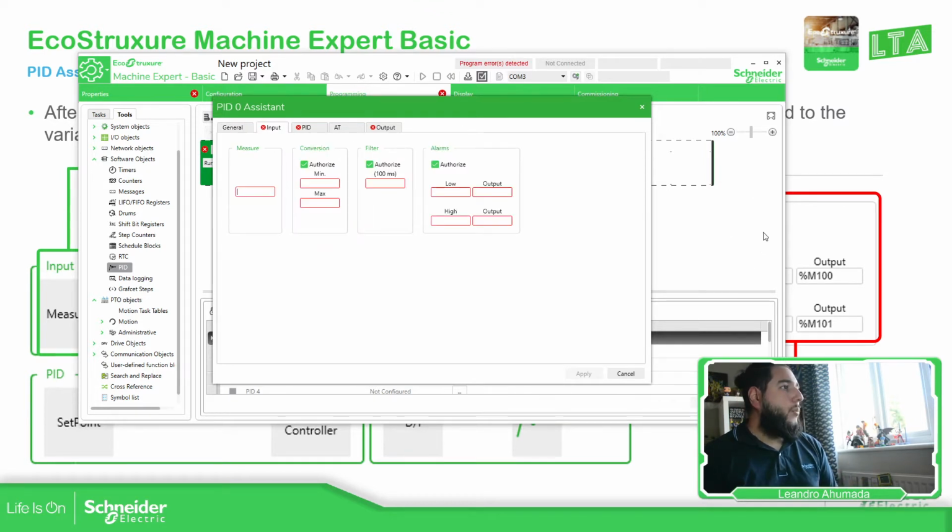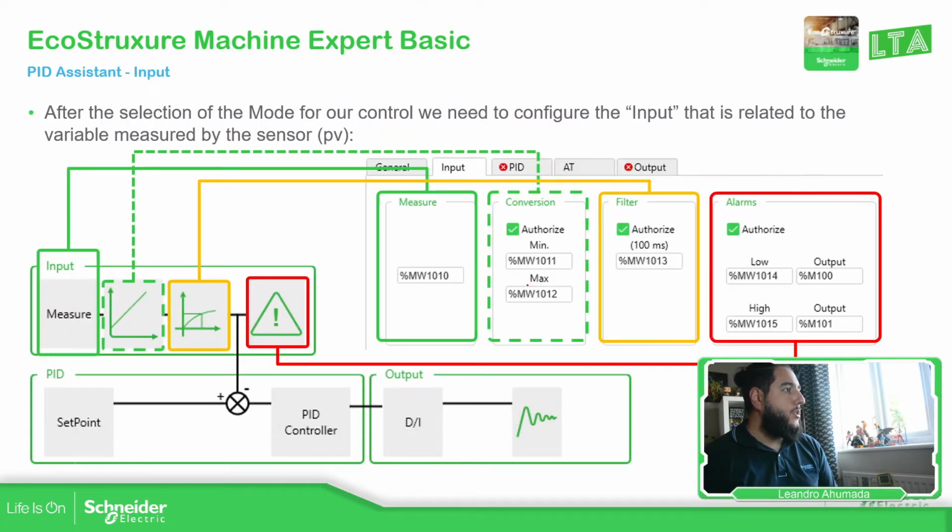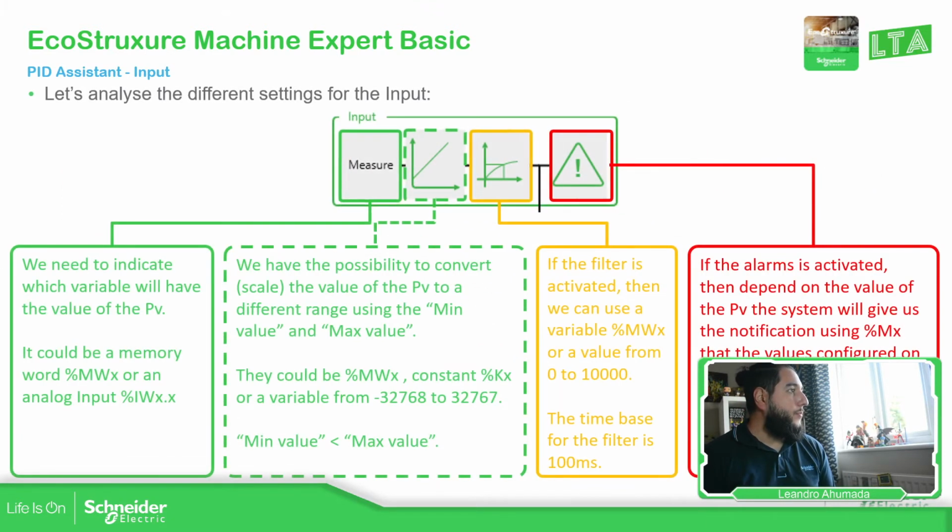So if we just close this part, here is an example of the variables that you need to use. We need to use %MW variables over here in all of them, except on the outputs of the alarms, because it will use a %M, or if I'm not wrong, you can use an output of the controller. So if we continue with this part, we should be able to see more information.